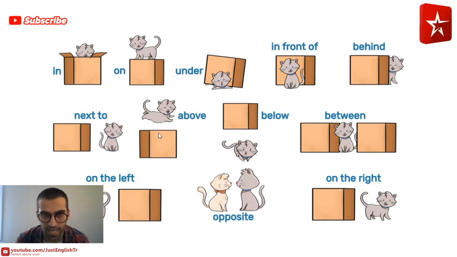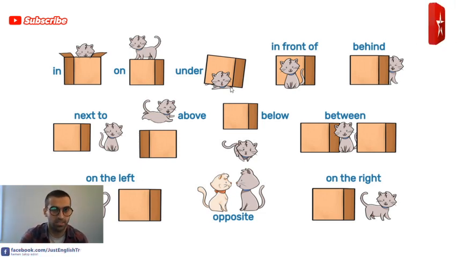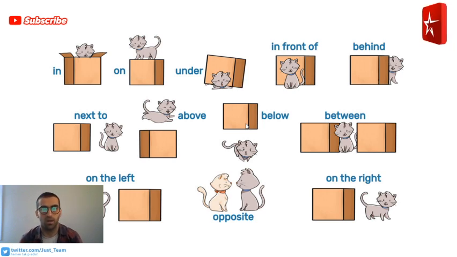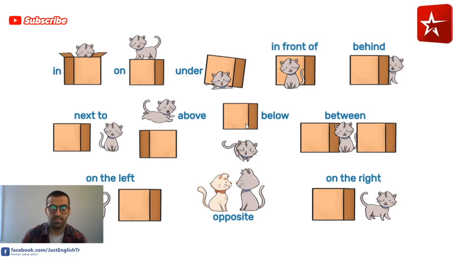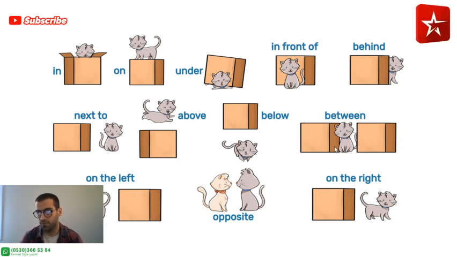Great. And below. Below, like here it touches and here it doesn't touch. Like the cat is below the box. Okay? Below the box. And the next one is about between. Arasında. The cat is between two boxes. Or between the boxes. Okay? So, the cat is between the boxes.